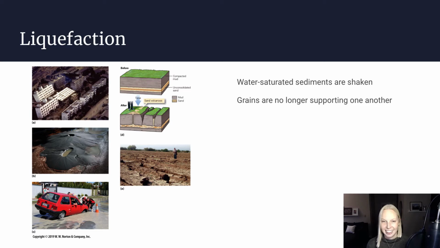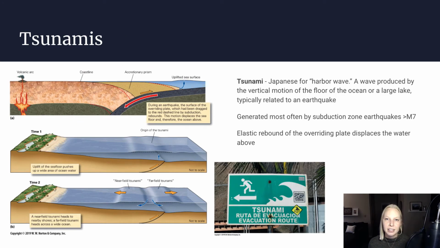It's pretty dramatic. Again, I'll pass along a video, or I'll link it in the description below as well, so you can see what these sand volcanoes look like in real time. They're pretty wild. Another impact of large earthquakes, especially ones that occur in subduction zones, are tsunamis.